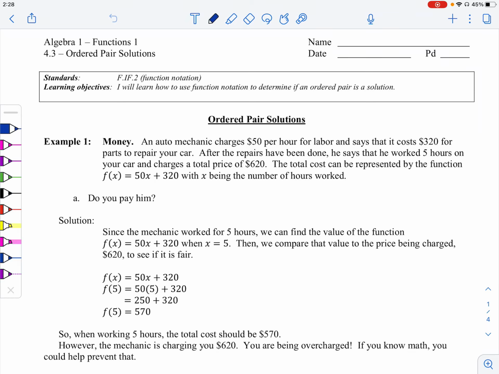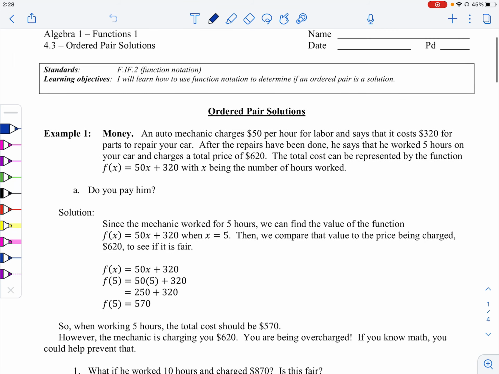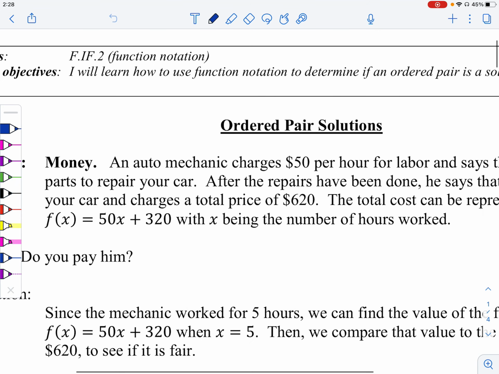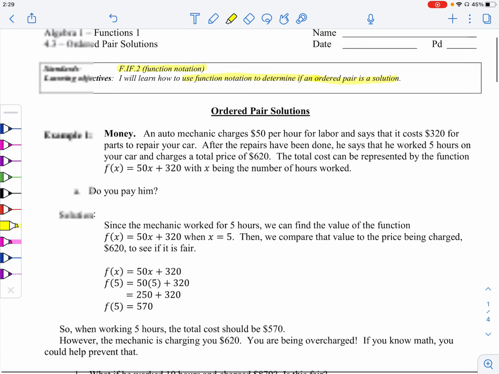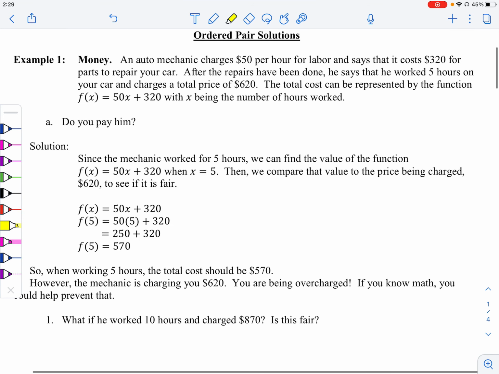This is 4.3, ordered pair solutions. We're going to do 4.3 right now. We want to learn about function notation, continuing on from last time. We learn how to use function notation to determine if an ordered pair is a solution. So we have examples right here.